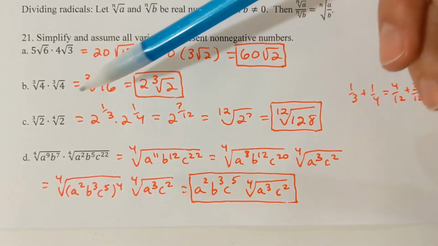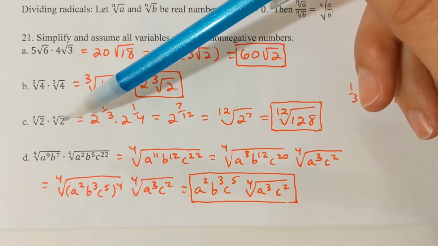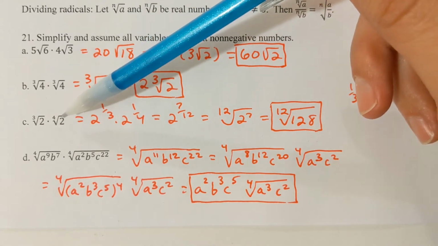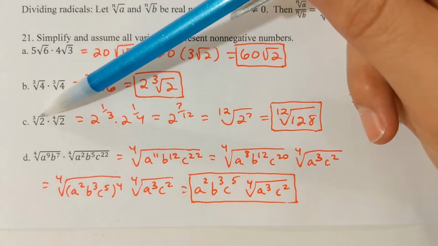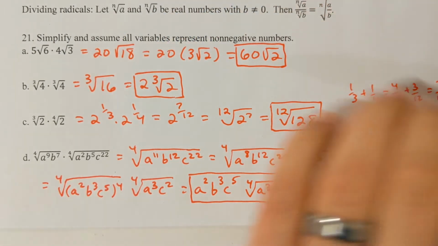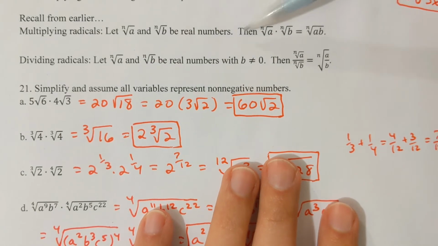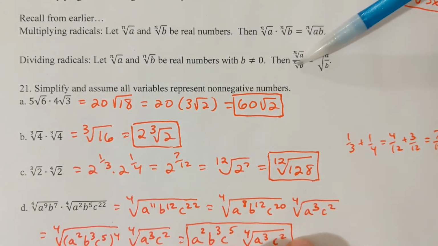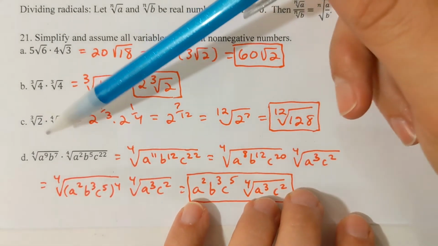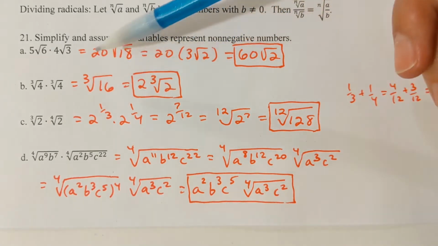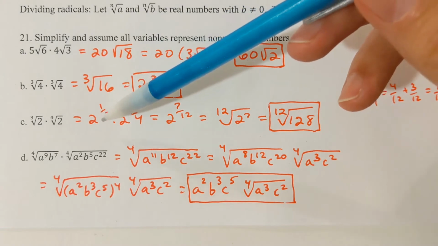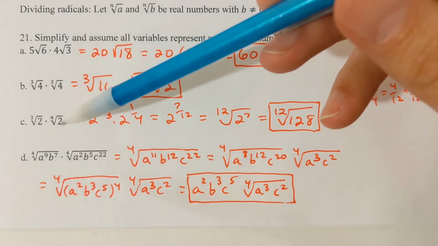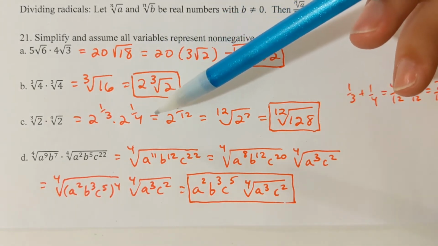Okay, here's another one. The cubed root of 2 times the fourth root of 2. Well, I can't combine these to a single radical like I did in these other two problems because the index is different. You can only combine a radical if the index is the same on both of those. So I wouldn't want to look at the problem like I did the other two. But the cubed root of 2, that's the same as 2 to the 1/3. And the fourth root of 2, that's the same as 2 to the 1/4.